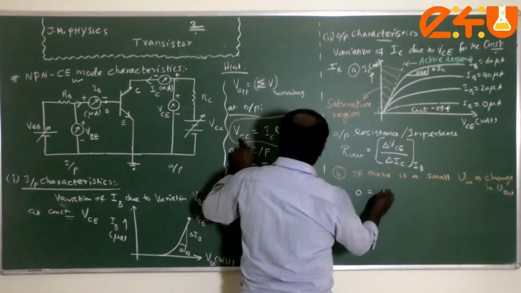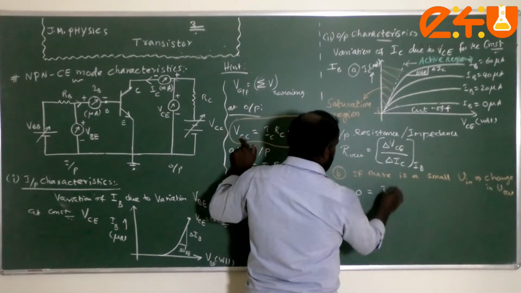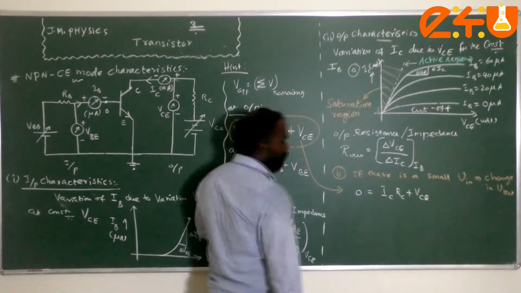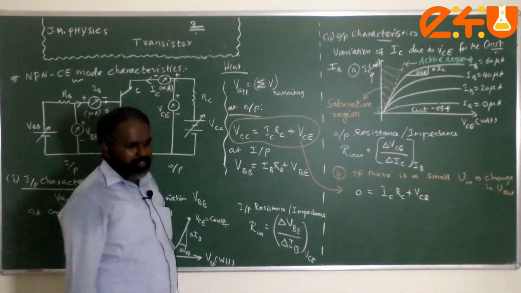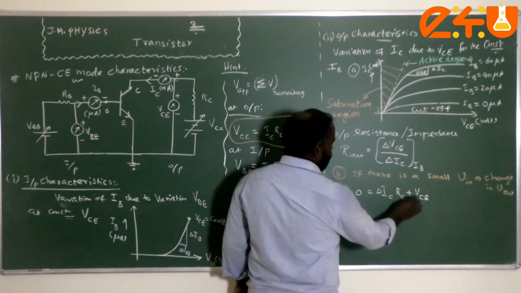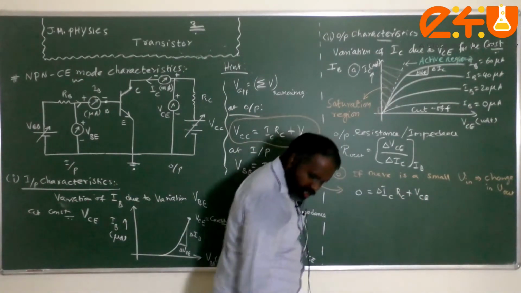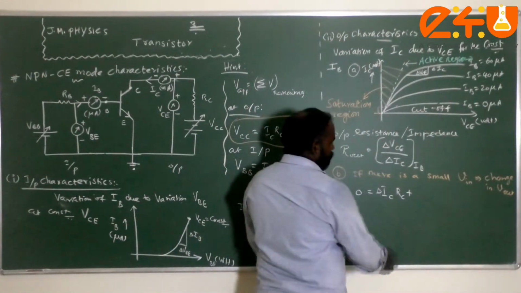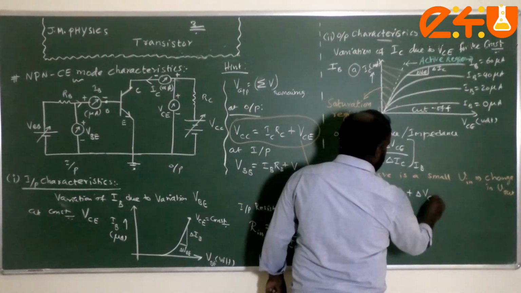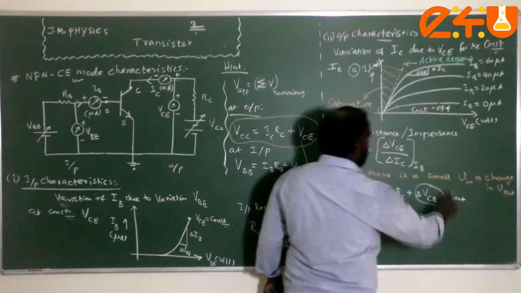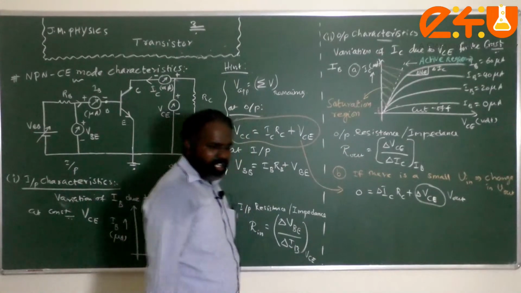Therefore 0 equals what, children? IC RC plus VCE. Since it is a change, we can write delta IC RC plus delta VCE. Now this delta VCE is considered to be V out. This delta VCE is considered to be what, children? V out.